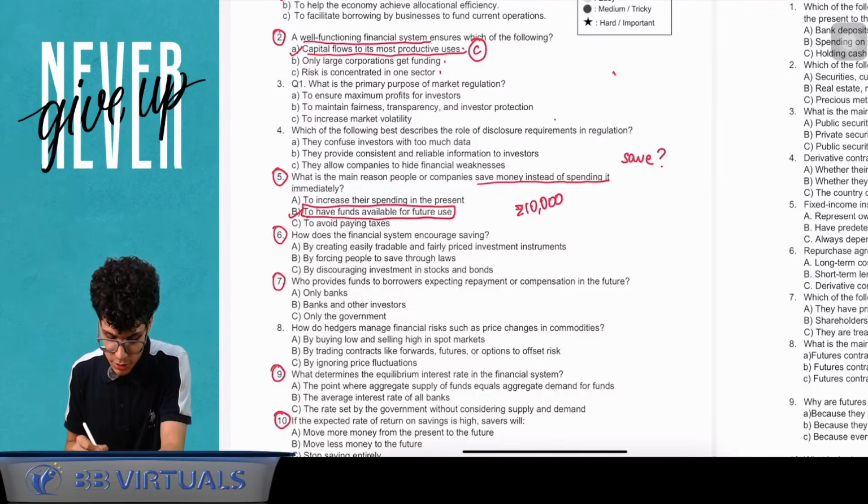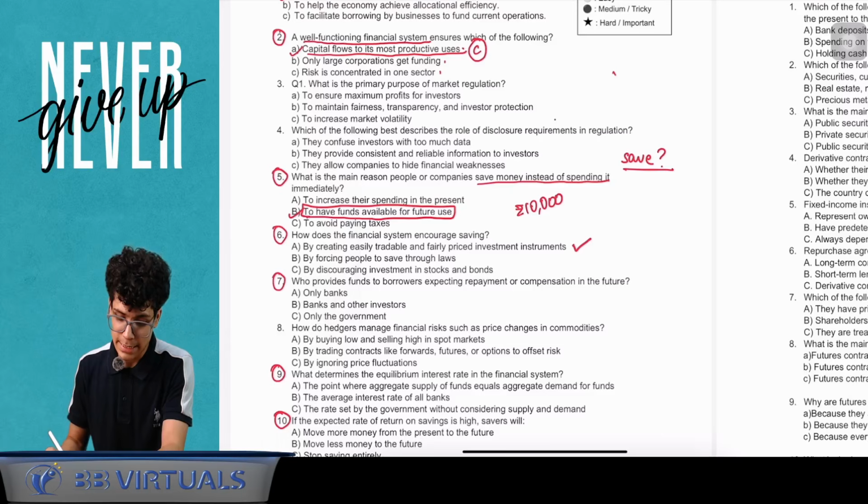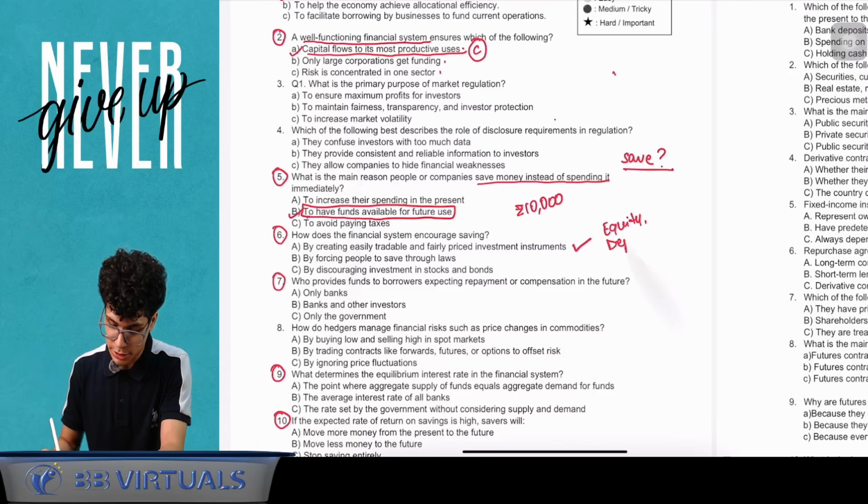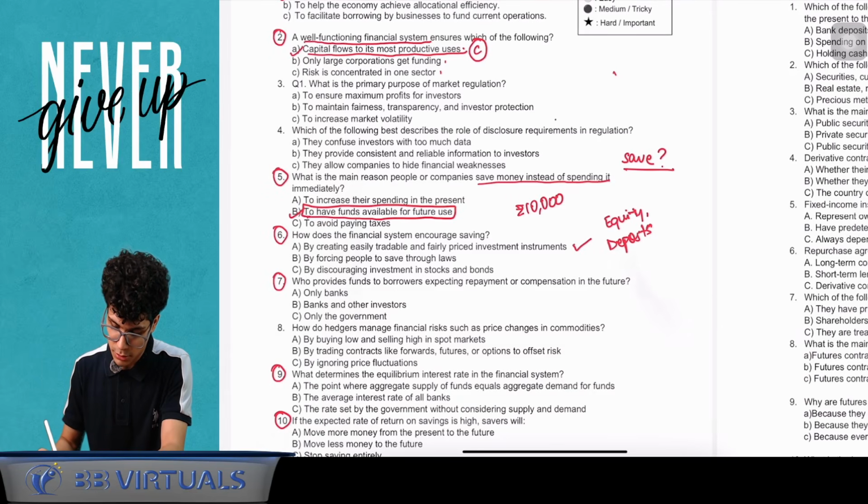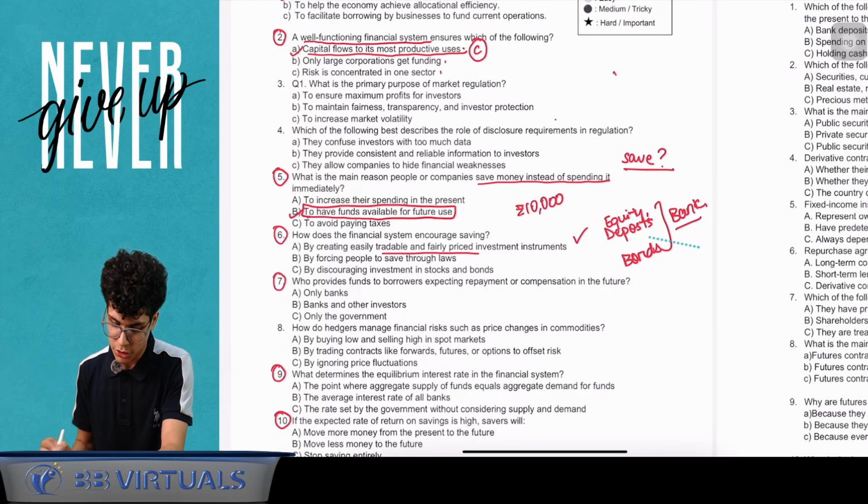Then comes, how does the financial system encourage saving? Now how do we do this saving in the financial system? By creating easily tradable and fairly priced investment instruments, by forcing people to save through laws, or by discouraging investment in stocks and bonds. Answer would be option A, by creating easily tradable, fairly priced investment instruments like equity shares. You can invest in deposits, you can invest in bonds. All this is available at a bank counter. And now we are easily able to trade on these securities.